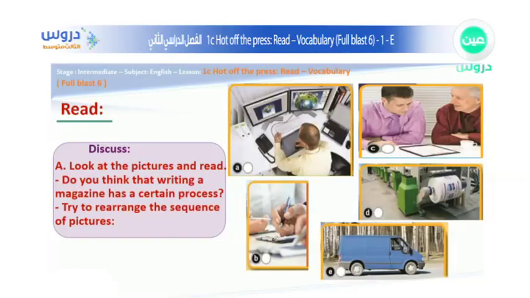Now discuss. Look at the pictures. 5 pictures. Do you think that writing a magazine has a certain process, certain steps? Like step 1, people who write magazines, companies, do they have steps to create a magazine? Try rearranging the sequence of pictures. Which one of these steps happen first? Printing the magazine? Delivering the magazine to stores, supermarkets? Interviewing people? Designing the magazine on a computer? Or meeting with editors and writers?